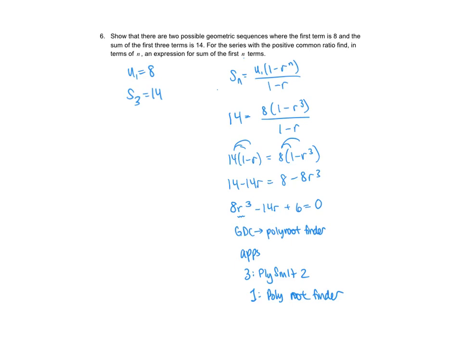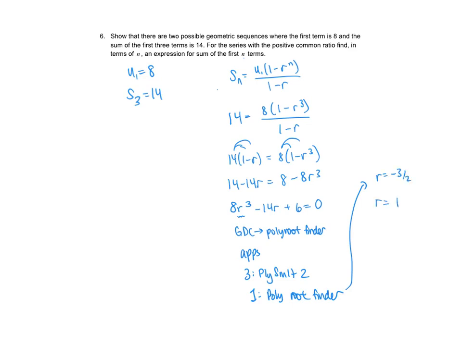Now let's put in the A3 value, which is the coefficient of r cubed. And then A2 is the coefficient of r squared, which is 0. The coefficient of r is negative 14, and then the constant is 6. So you should have 8, 0, negative 14, 6. And then again, to press solve, you need to hit the graph button. And it says that basically you have 3 answers. So your first answer is that r could be negative 3/2.